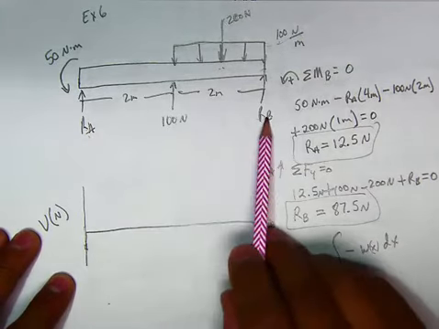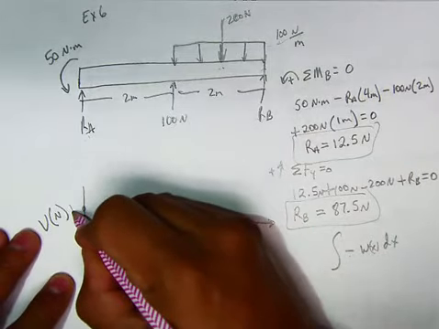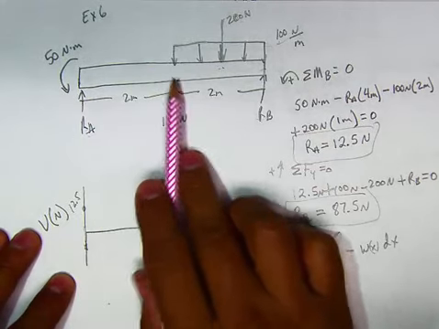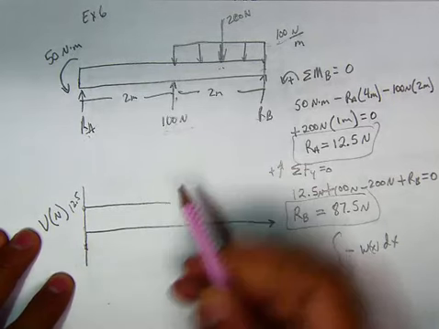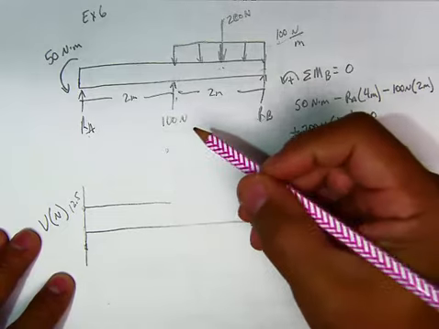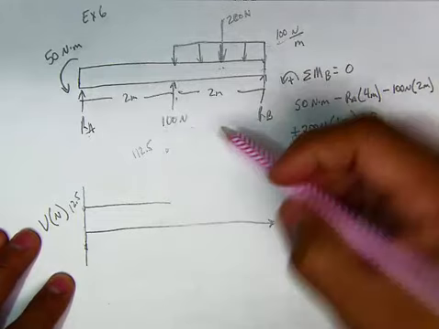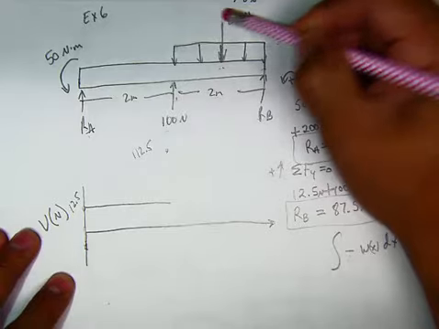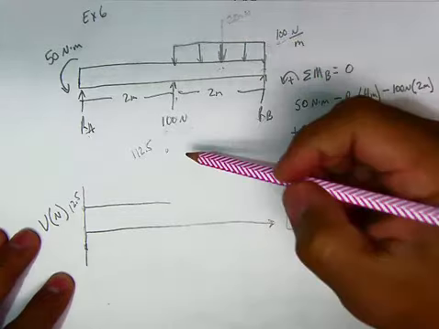So again, these produce jumps. Our very first jump is going to be 12.5. So we actually start at 12.5. And then that's constant, constant, constant, and then boom, a jump of 100. So we're going to be over here at 112.5, way up here. And this is where our distributed load starts to happen. Remember that for our shear diagram, we do not use the resultant force from our distributed load.